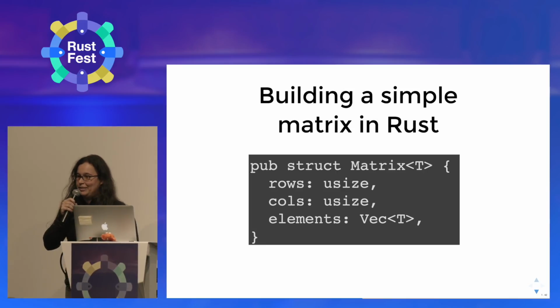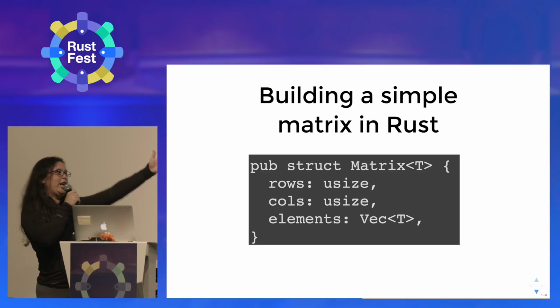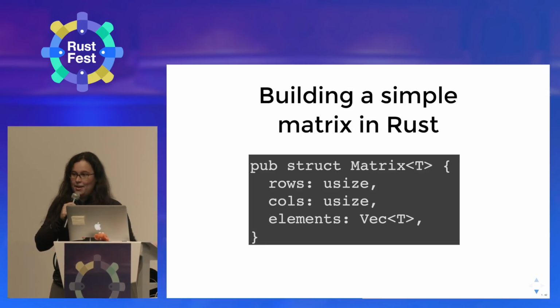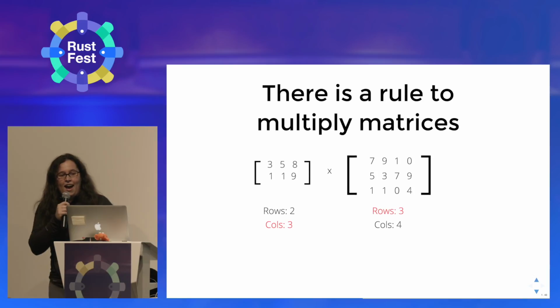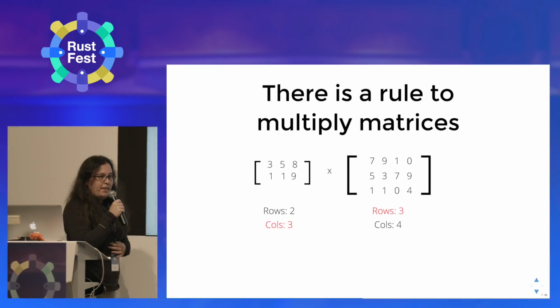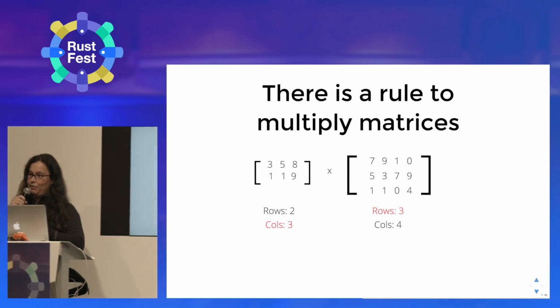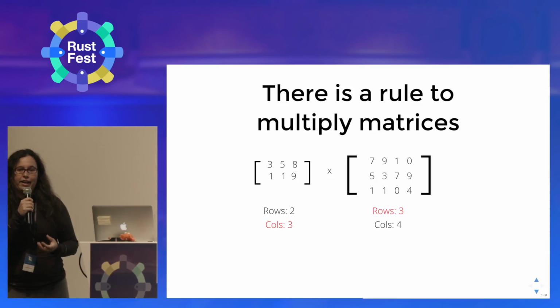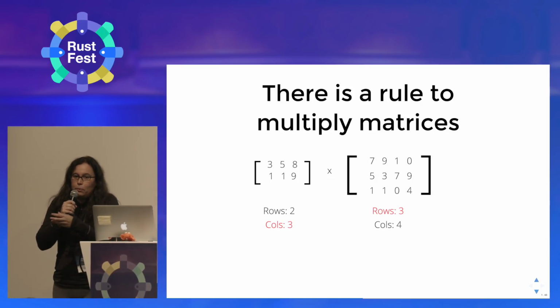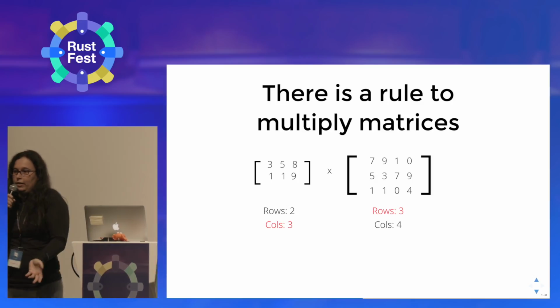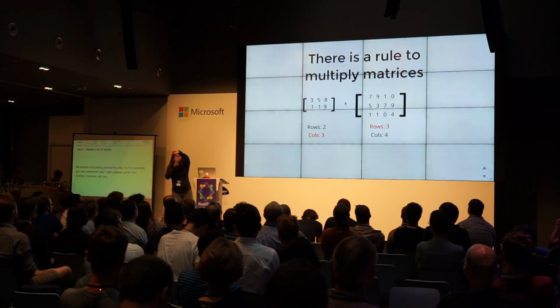So I was talking to these students, and we came up with this brilliant and super sophisticated matrix struct. But we started discussing something else. So for example, if you remember your math classes, when you multiply matrices, can you multiply any matrix with any other matrix? No, there is a rule.